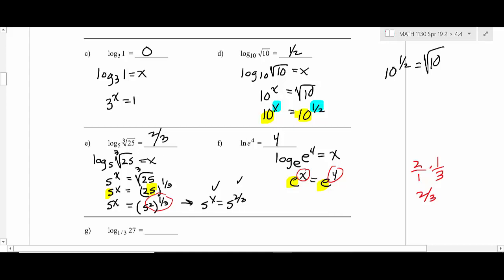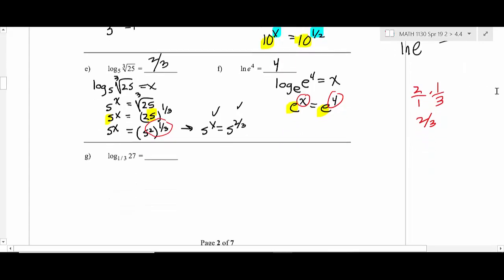You're going to learn a property that says if you had ln of e to the 10th, the answer is 10. There are properties and little shortcuts you can use on logarithms once you learn the properties. But right now we want to analyze each situation and try to figure it out logically. Okay, next one.